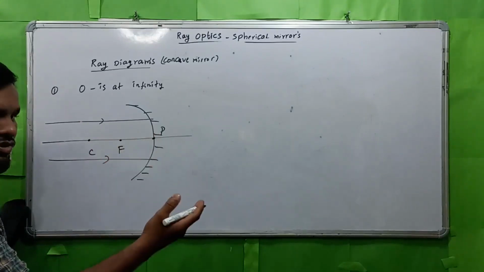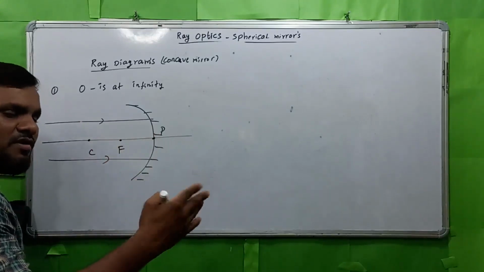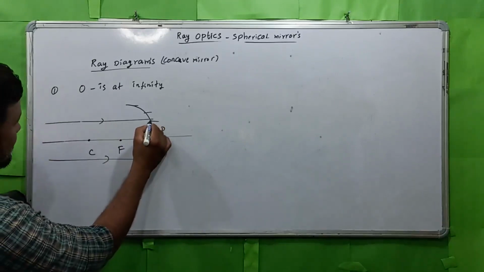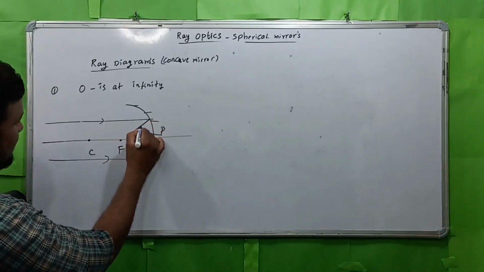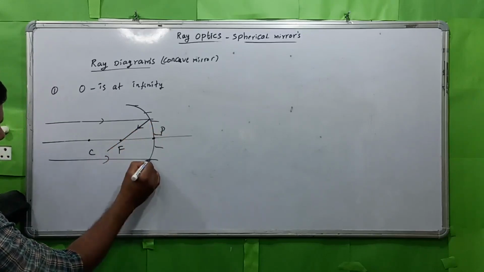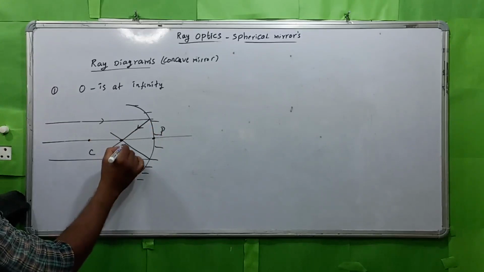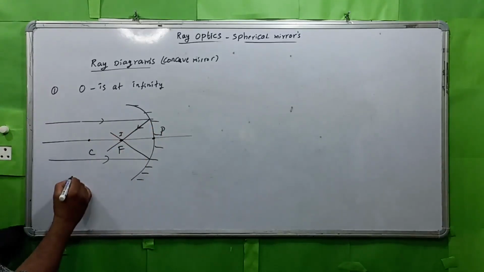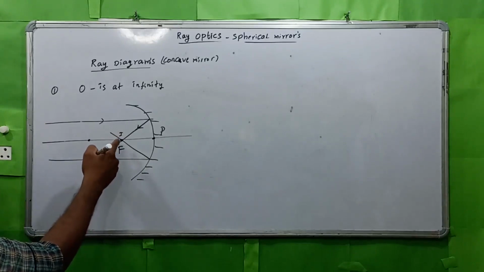After reflection, we know the rules. Any 2 of the 4 rules you can use. If any ray moves parallel to the principal axis, after reflection it moves through the focus: reflected ray 1, and again reflected ray 2. As a result, I got the image here. Now I write the characteristics of the image.